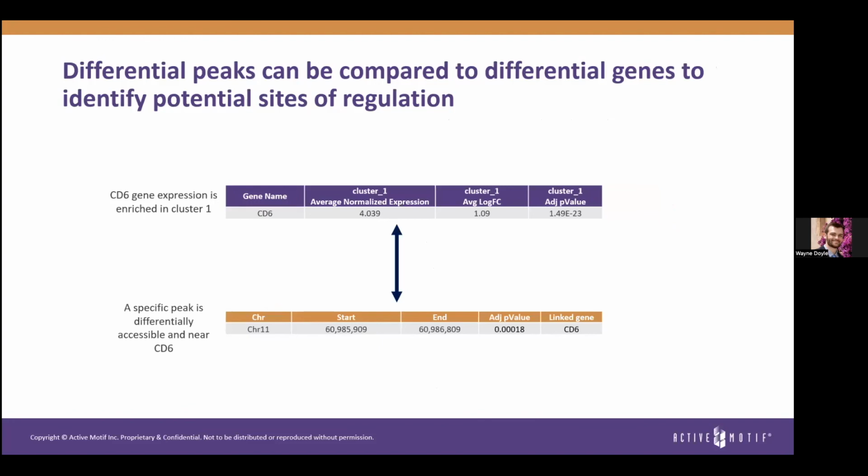And what's nice also, since we're doing a multiome assay, is we can identify differentially expressed genes, and then we can match that up to the differentially accessible peaks. So I'm showing here CD6 was specifically enriched in cluster 1. You can see that it has fairly high normalized expression. It's relatively enriched, it has a strong p-value. And then there's a peak nearby, close to CD6, that is also statistically enriched. So this is a potential gene regulatory element that is opened in this gene, and correspondingly, the gene expression is also increased. So this is a potential target for manipulation if you want to modify the expression of CD6.